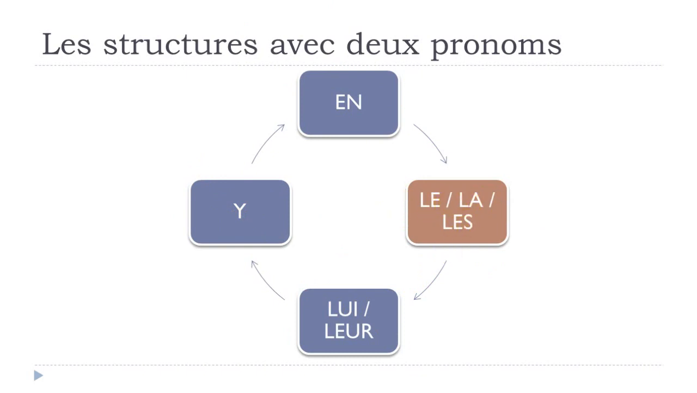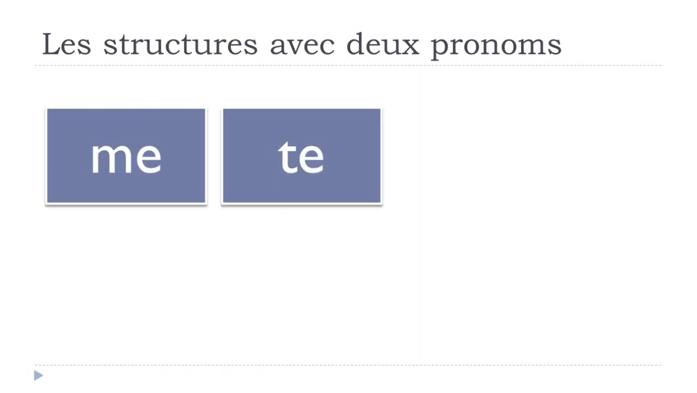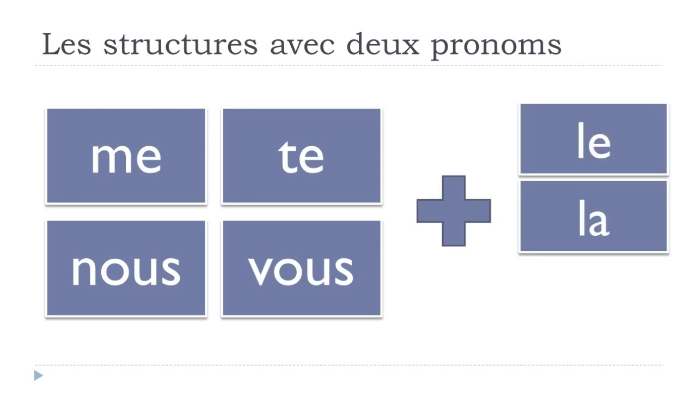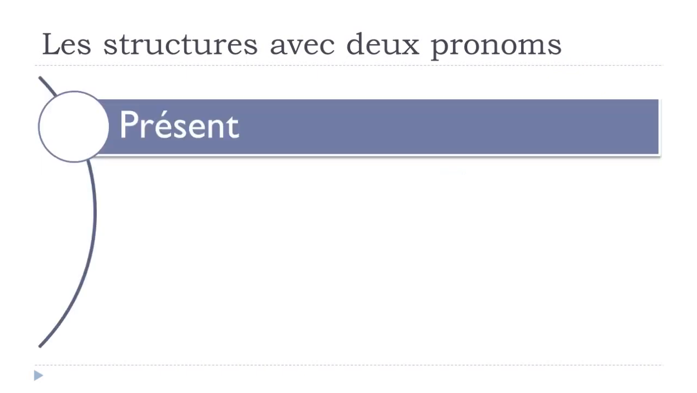Okay, and then the rule is quite simple. If you've got first me, te, nous, vous, they will come first, and after that you will put le, la, and les. Okay, that's the rule. If you've got le, la, and then les, it will come all the time after me, te, nous, and vous. Okay, let's see that more precisely.